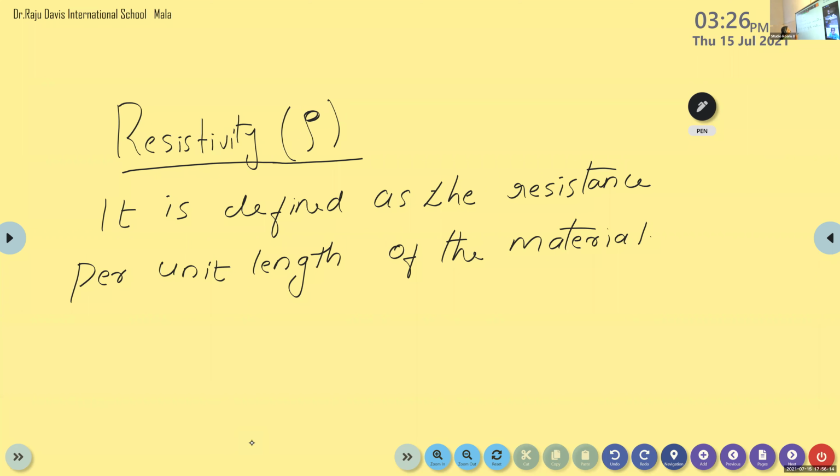And the SI unit of resistivity is ohm meter. Okay, SI unit of resistivity is ohm meter. You have just written that mathematical expression for resistivity.